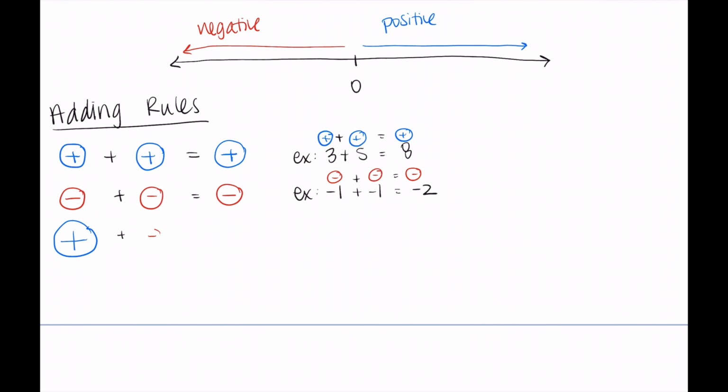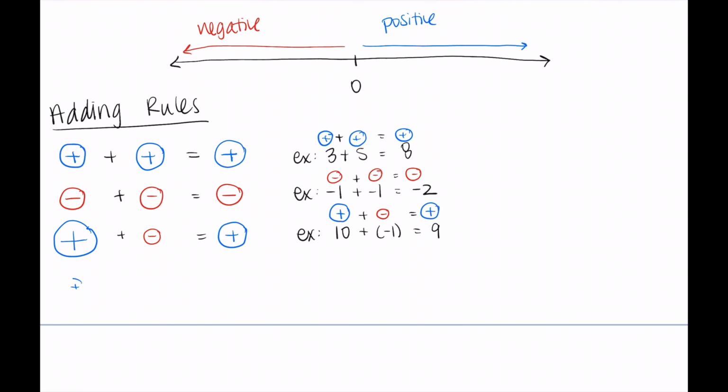What if we had a large positive number plus a small negative number? That would be a positive result. An example of this could be 10 plus -1. 10 is bigger than 1, right? So 10 is positive. The -1 is negative, but it's smaller. So our answer is 9, which is still positive.